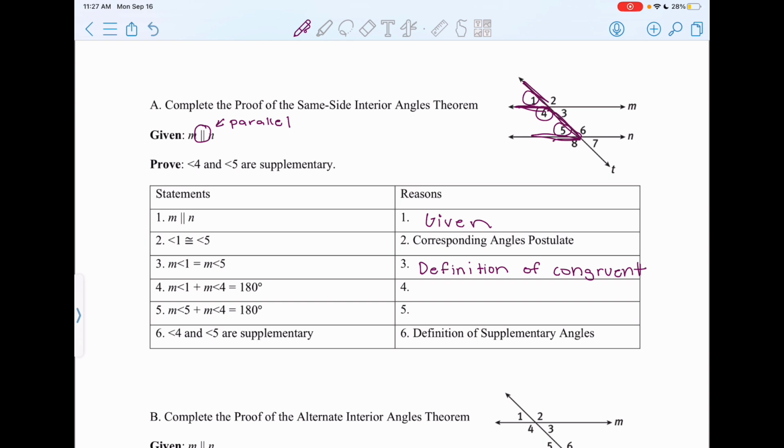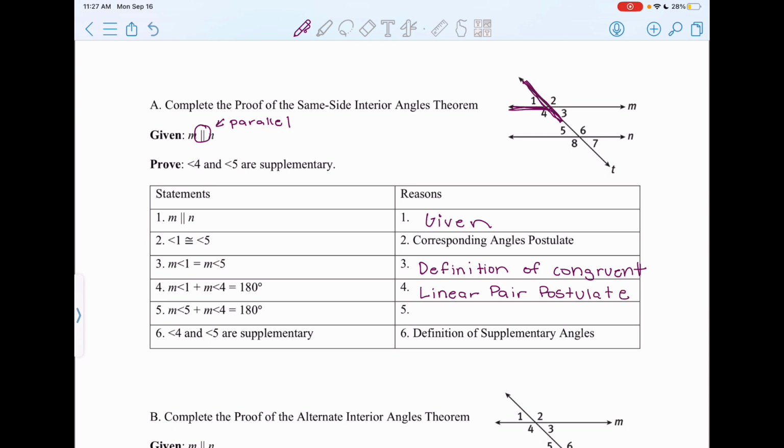Then I'm told that the measure of angle 1 plus the measure of angle 4 is equal to 180 degrees. And this is because if we look at the picture, angle 1 and angle 4 form a linear pair. That's the linear pair postulate. If two angles form a linear pair, then their measures add up to 180 degrees.